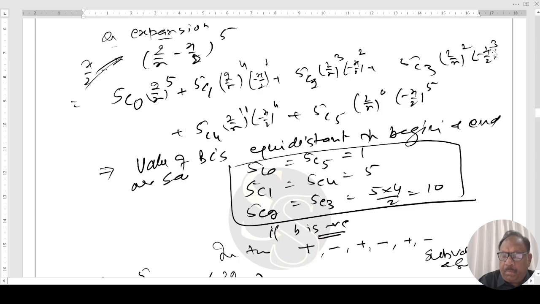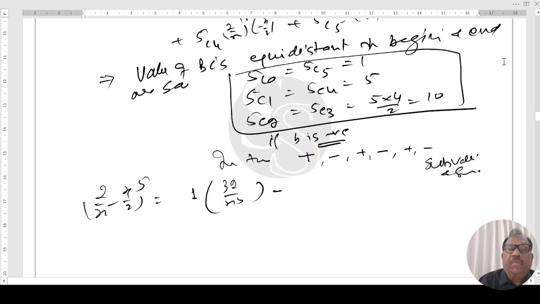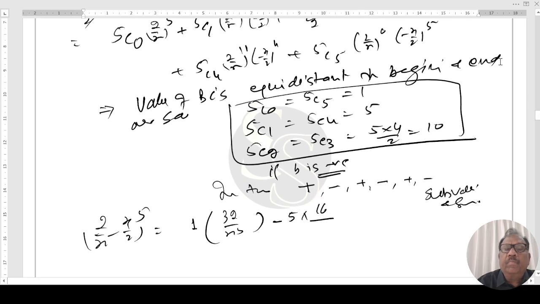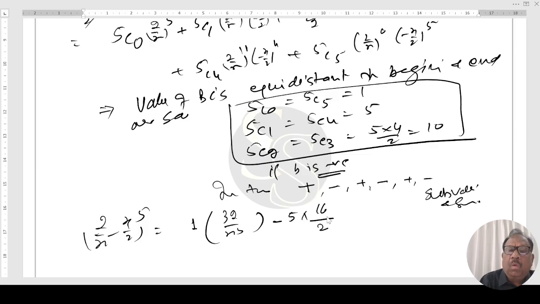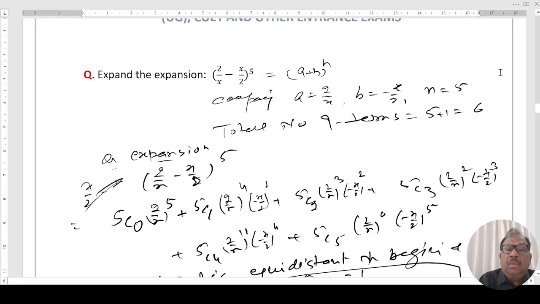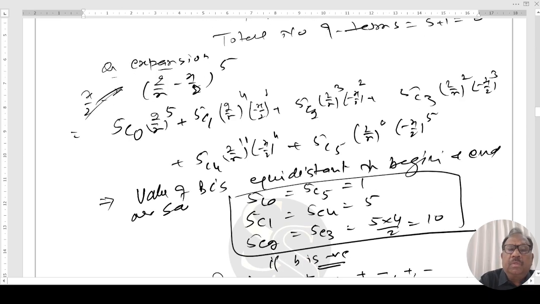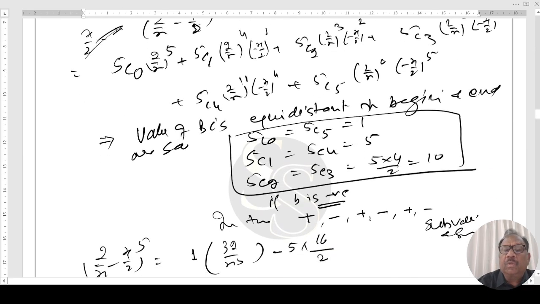This will come out to be 5C value 5 into 2 की पावर 4, 16 divided by 2, into this is x की power 4, this is x की power 4, this is x की power, ये cancel हो जाएगा, this will come out to x cube.